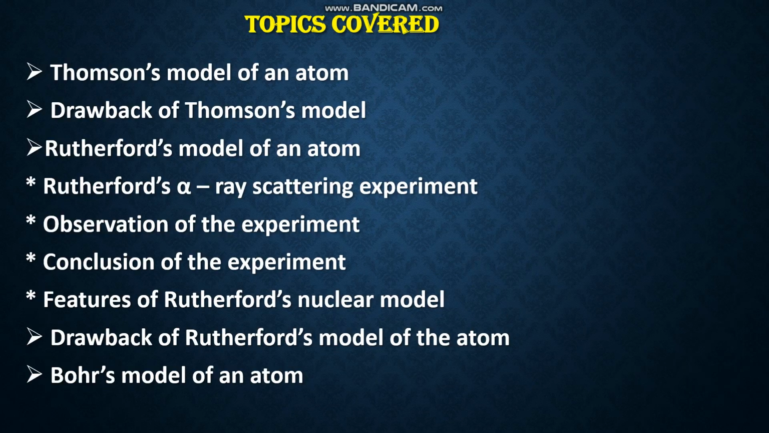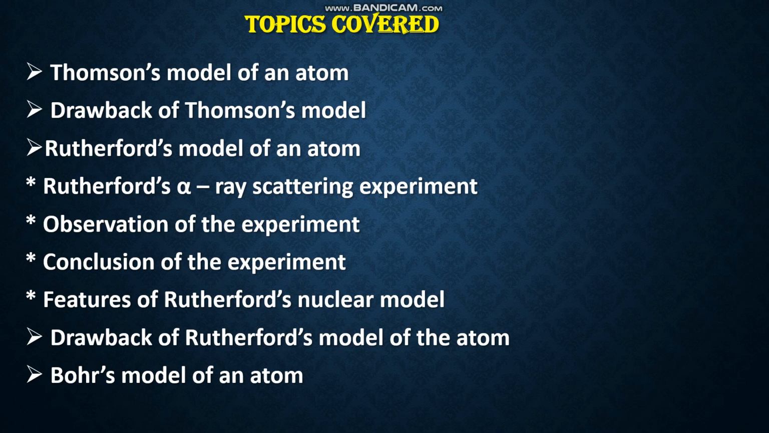So let us revise what we learned in this lesson. First we learned Thomson's model of an atom. According to this model, an atom consists of a positively charged sphere and the electrons are embedded in it. The negative and positive charges are equal in magnitude, so the atom as a whole is electrically neutral. Then we learned the drawback of this model. That means later what the scientists found out could not be explained by this Thomson's model.